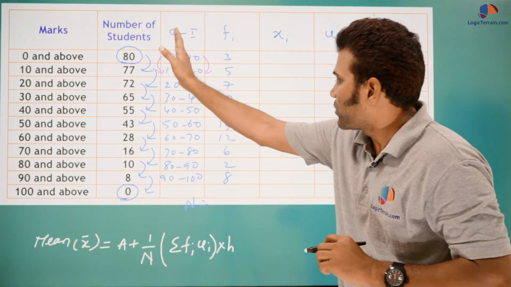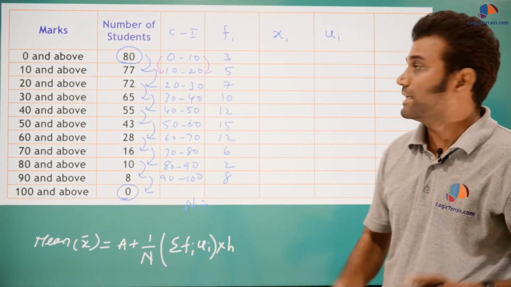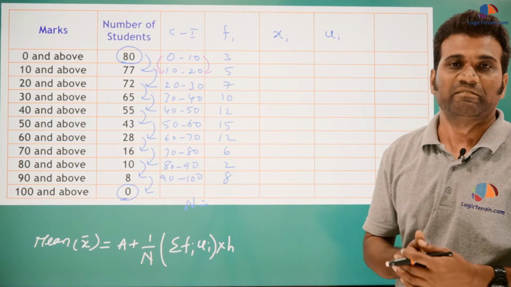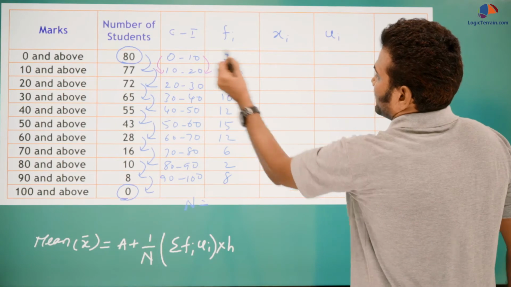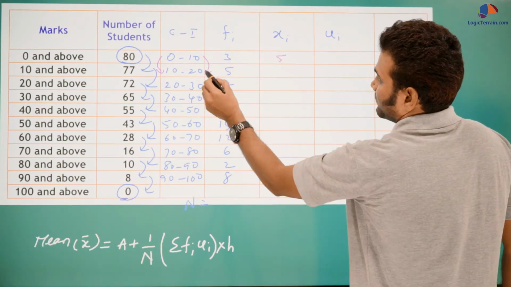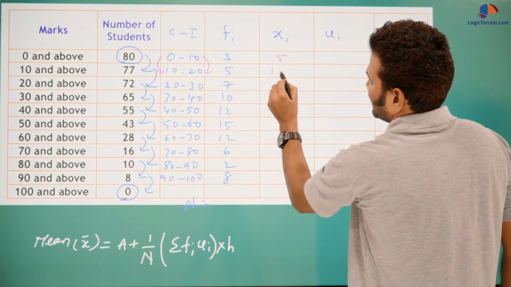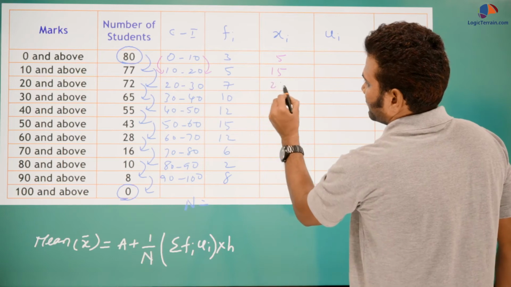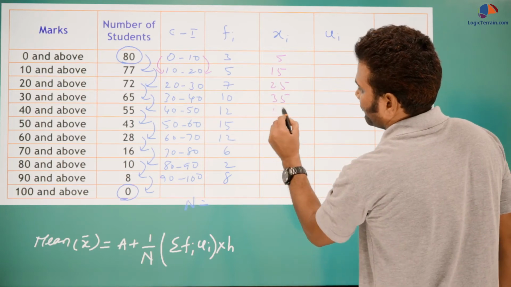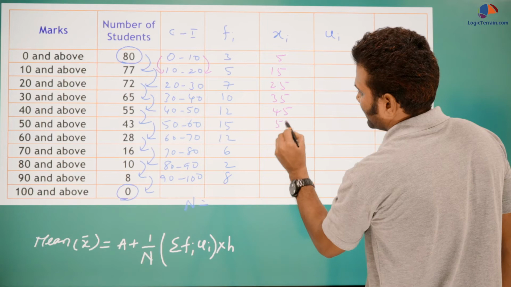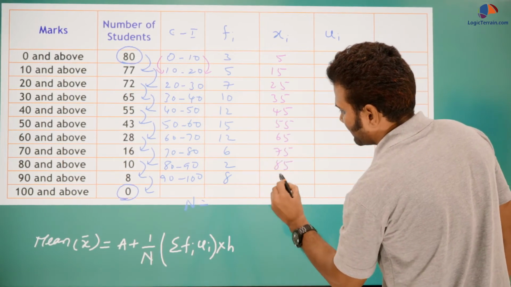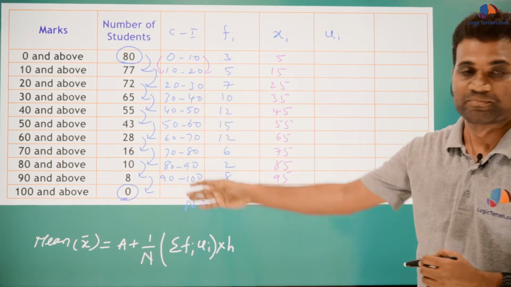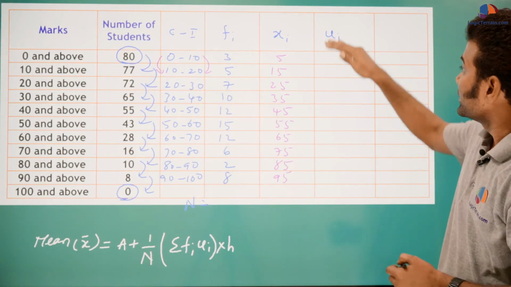So add 5 to all these lower limits, you will get class marks, that is mid values, right? Easy trick. So we'll get here 0 plus 5 is 5, 10 plus 5 is 15, 20 plus 5 is 25, then 35, 45, 55, 65, 75, 85 and 95. You can check, right? Followed by ui.